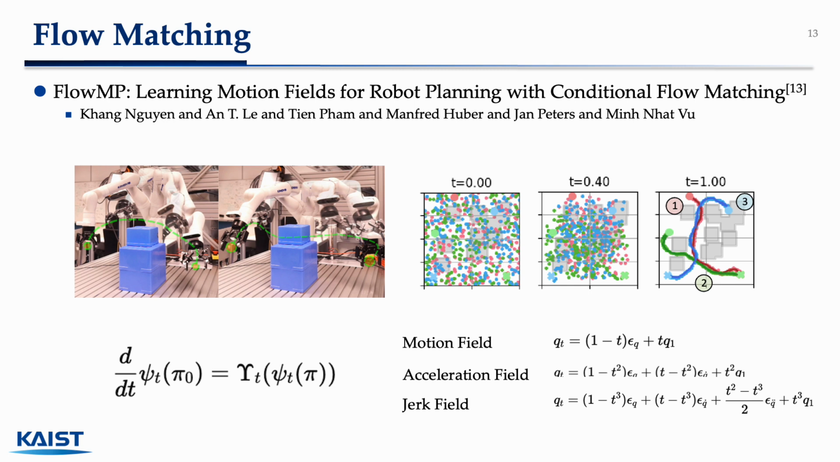Flow matching has also been applied to planning tasks. In particular, FlowMP learns motion fields by applying conditional flow matching, where the model directly predicts the velocity field that transports trajectories toward the goal, conditioned on task-specific information. The learned vector field is not restricted to a single type. It can represent different quantities depending on the formulation, such as a basic motion field, an acceleration field, or even higher-order derivatives like a jerk field, allowing greater flexibility in modeling complex dynamics.